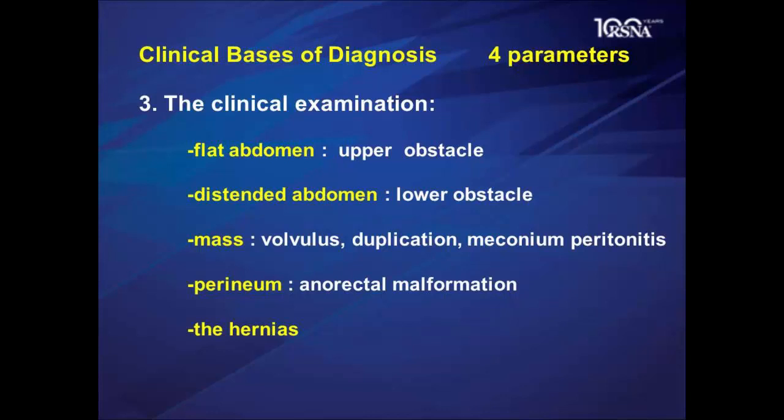Then one will not forget the perineum with the pathology of ano-rectal malformations. And of course, as a good clinician, hernia orifices are examined, because it has been seen in cases where GI tract obstruction was missed because of a strangulated hernia.